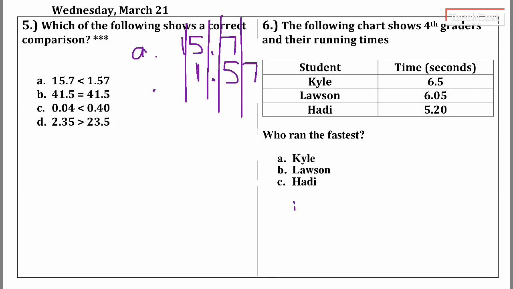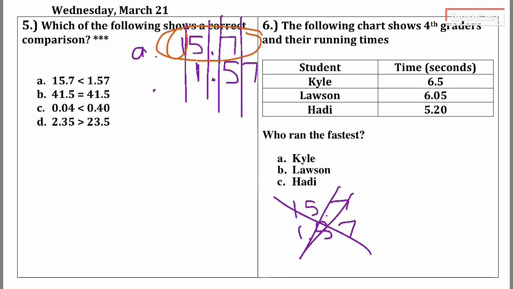If you write it so your decimals don't line up, nope, don't do that. So we have 15.7, 1.57. Which decimal is greater? Well, there's something in the tens place right here, and there's nothing in the ones place here. So 15.7 is bigger. Oops, the symbol should be facing the opposite direction. This is wrong. Let's look at B.